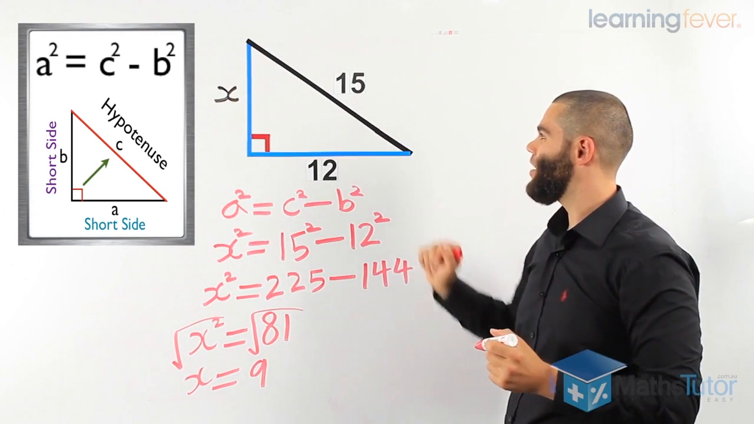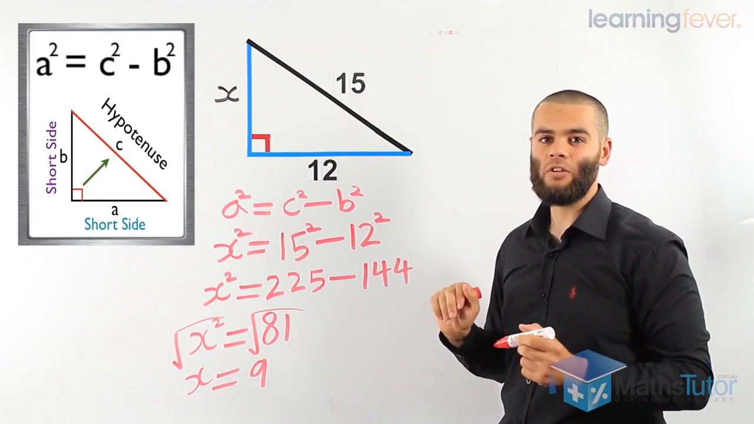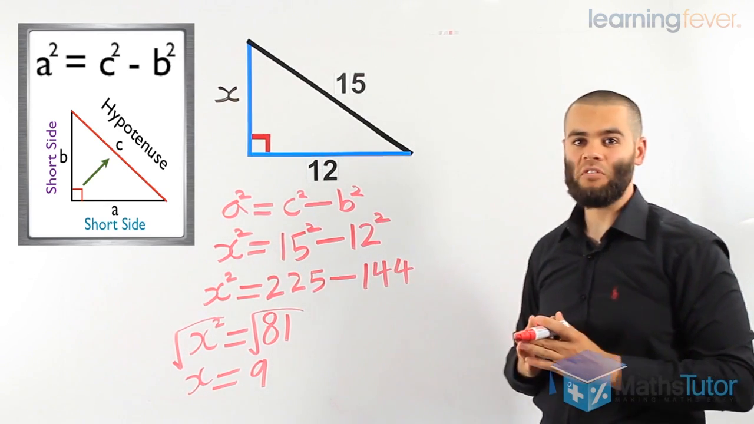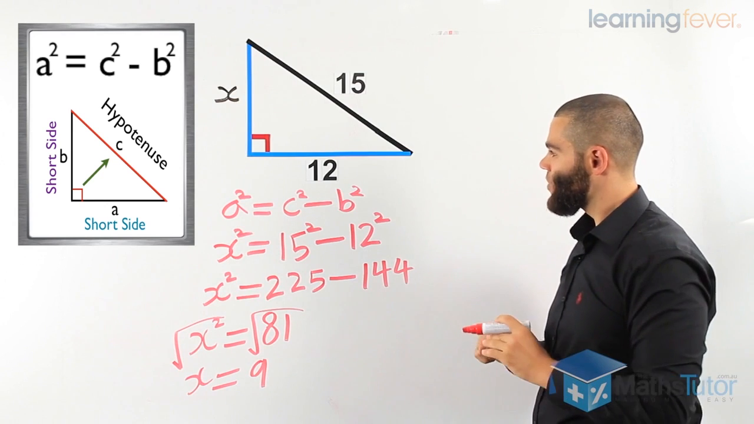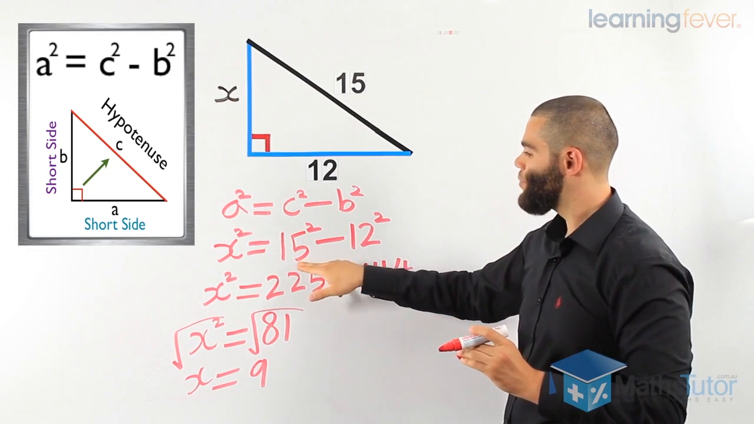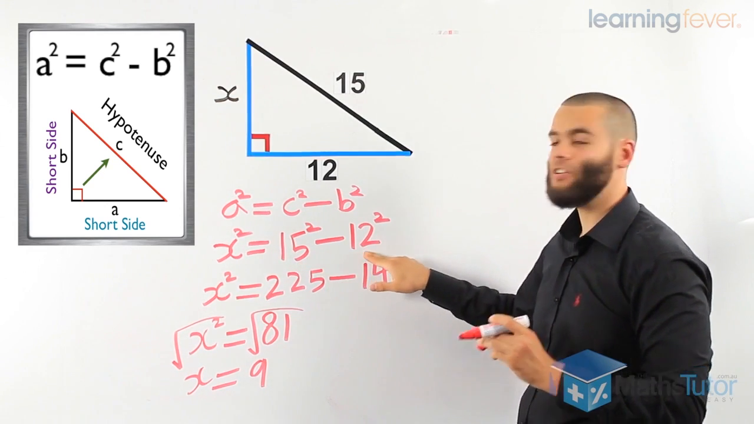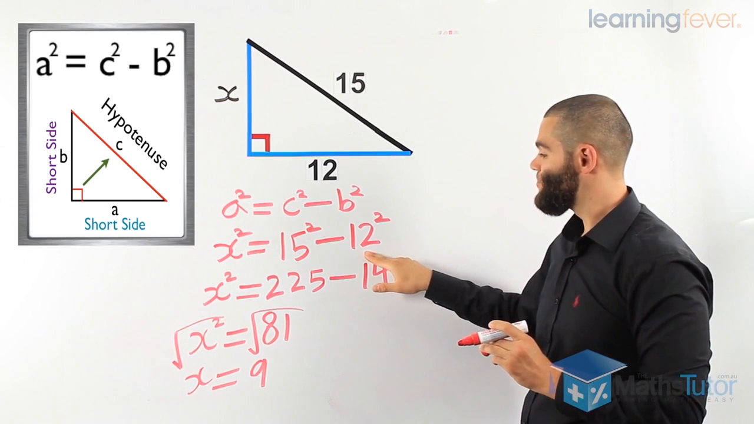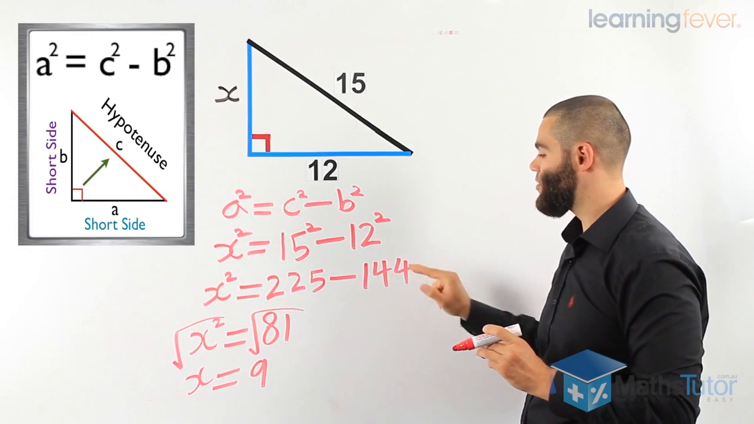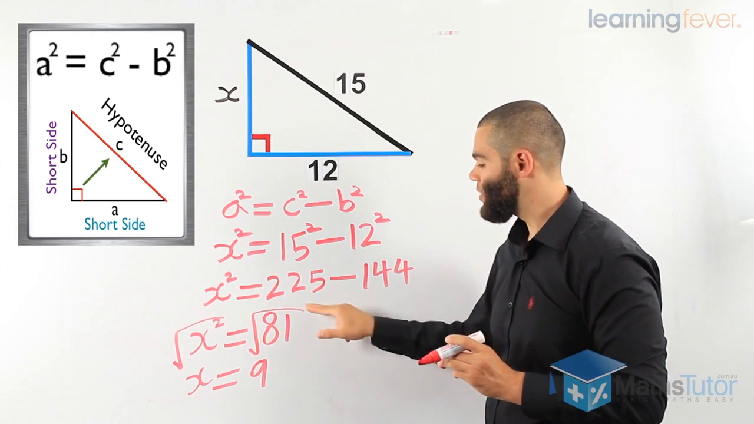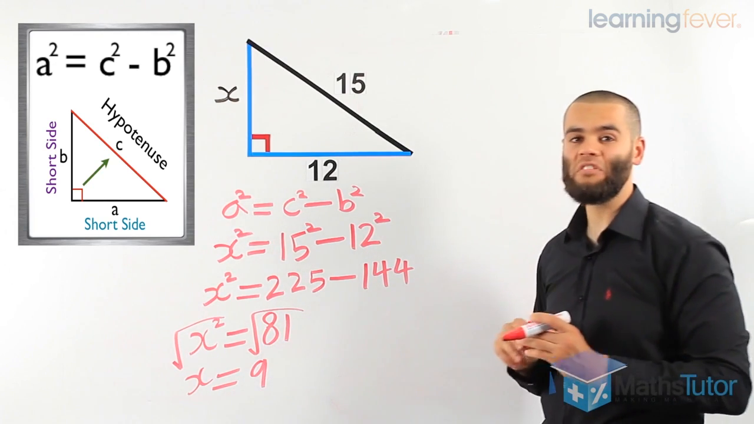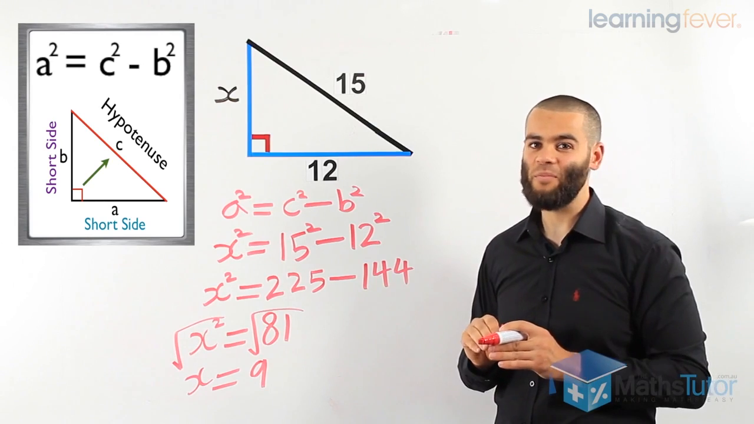Now we have 15, our hypotenuse, 12, our other short side, and 9 is the other short side. So looking here, going through one more time, the hypotenuse squared, take away the other short side squared, 225, take away 144, 81, square root 81 to get x equals 9. Let's do one more example.